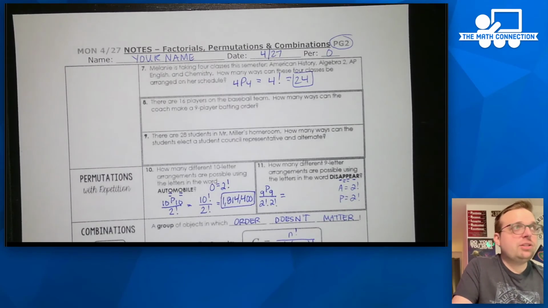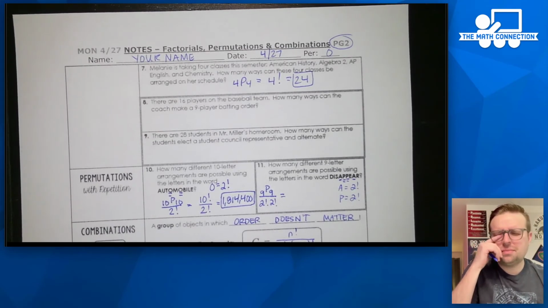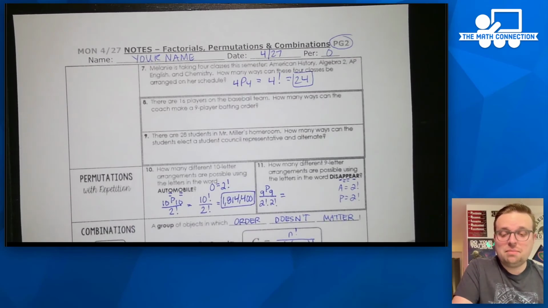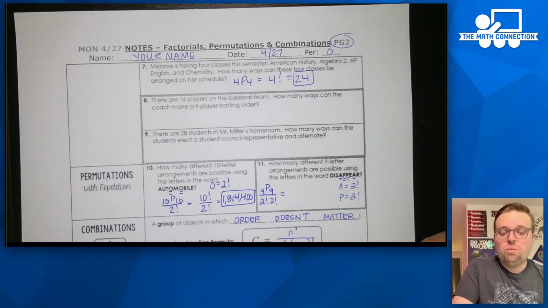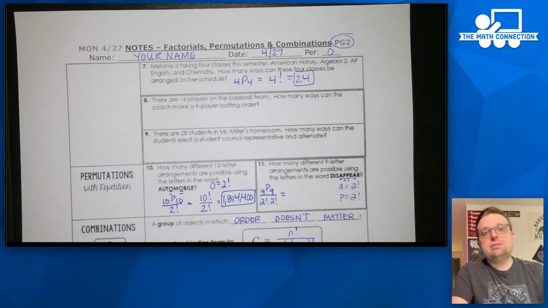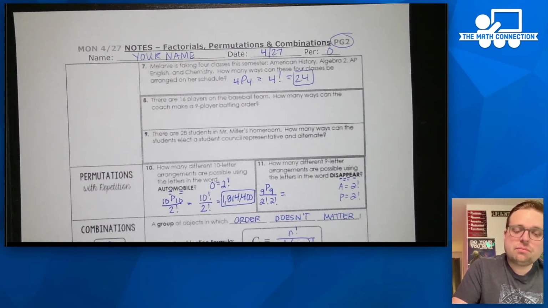If you have a situation where the n and r are the same, so it's n combination of n, what's happening is that the answer there is just going to be 1. That is the answer, okay? So let's work on this.